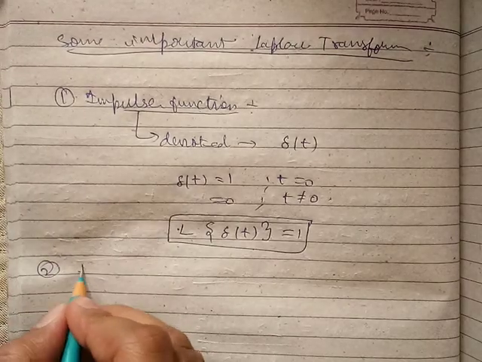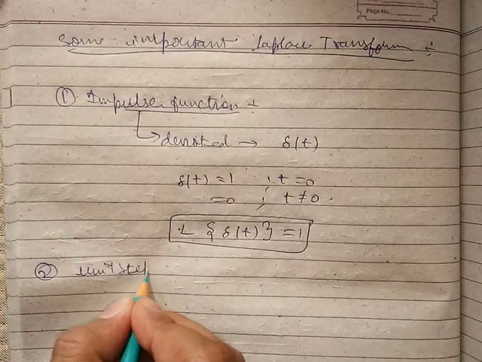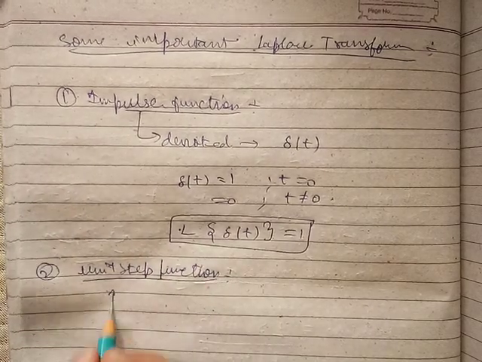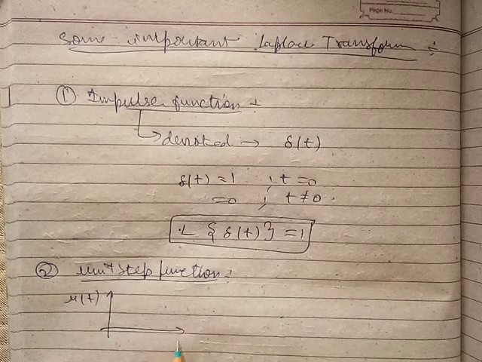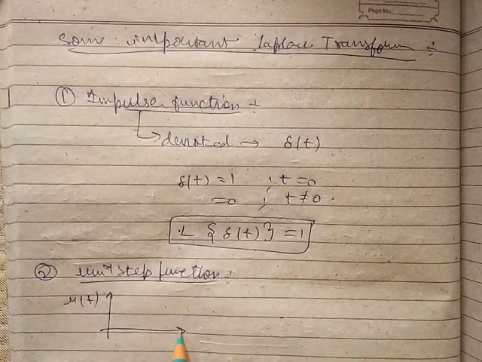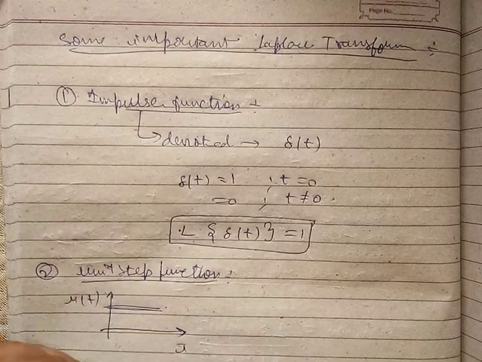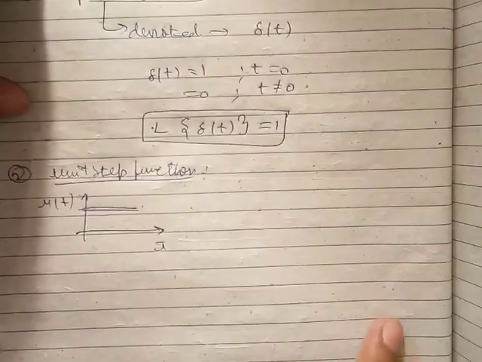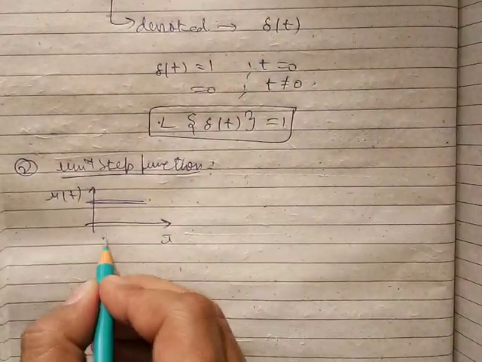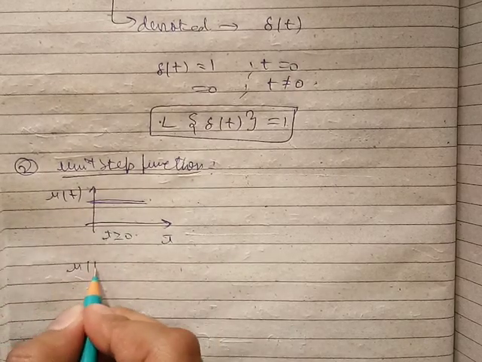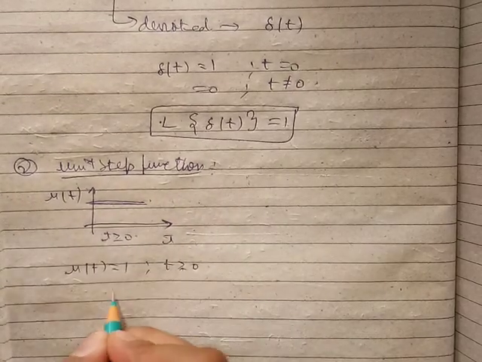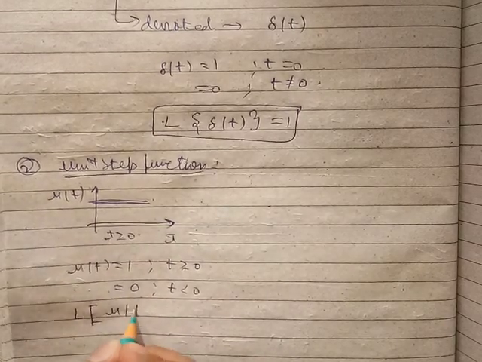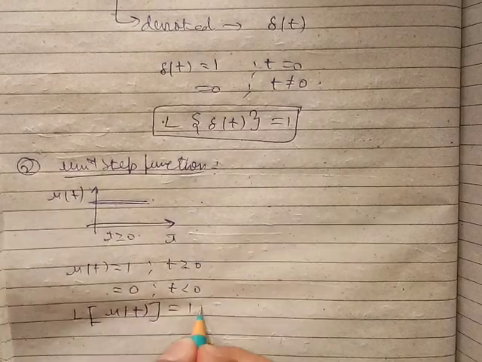So second comes the unit step function. We all know the unit step function is given by this. I told you in the previous class, this is a bounded function. u of t is equal to 1 for t greater than or equal to 0, equal to 0 for t less than 0, and Laplace of u of t, that is unit step function, is 1 by s.